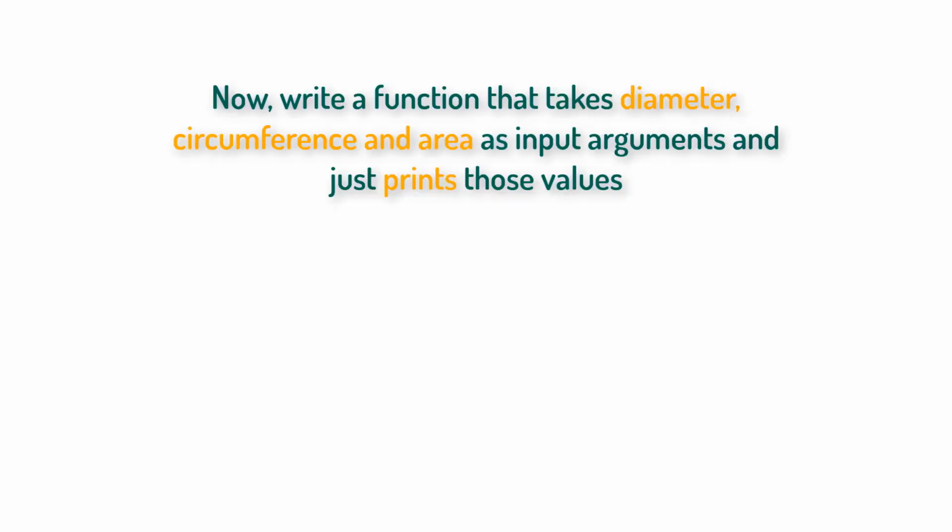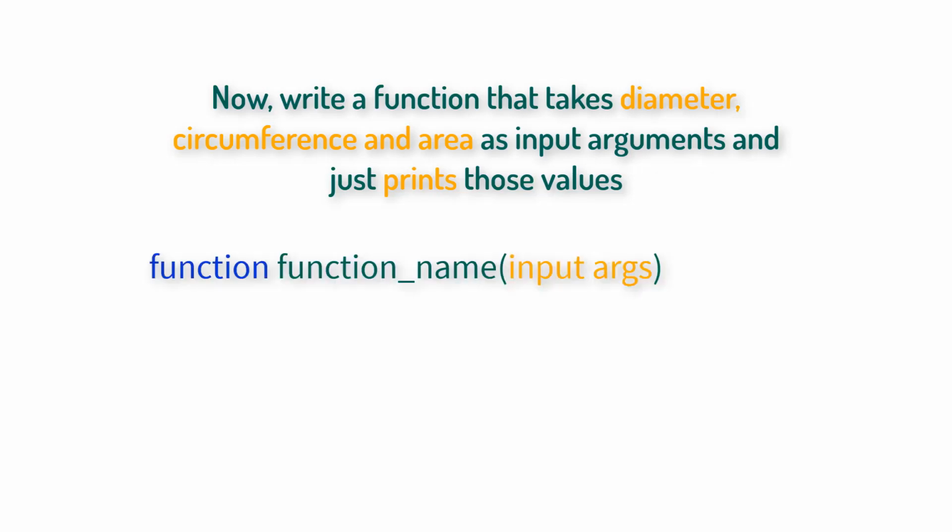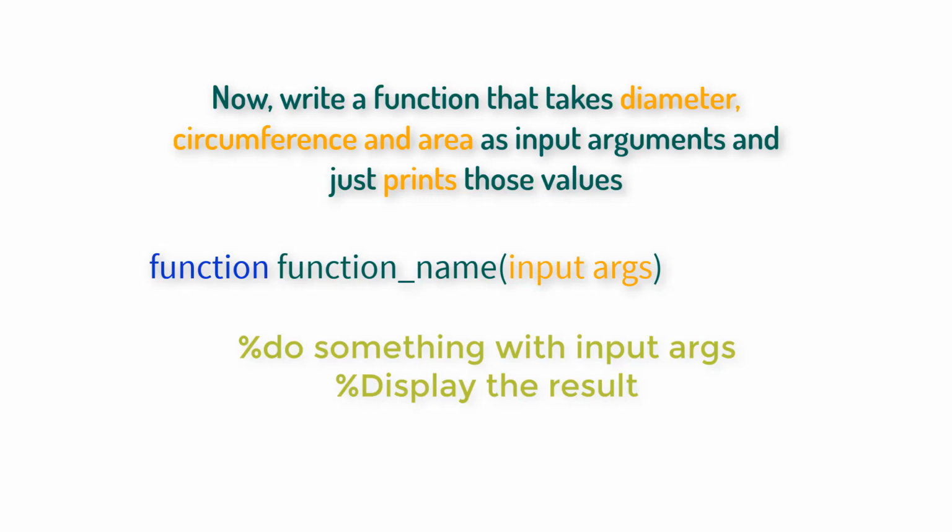Okay, so the next thing is looking at functions that only print or display values. So let's write a function that takes diameter, circumference, and area as input arguments and just prints those values. The standard syntax for that is, just because you're not having any output, you're going to say function, function name, and input arguments. And within the function, you're going to display those input arguments.